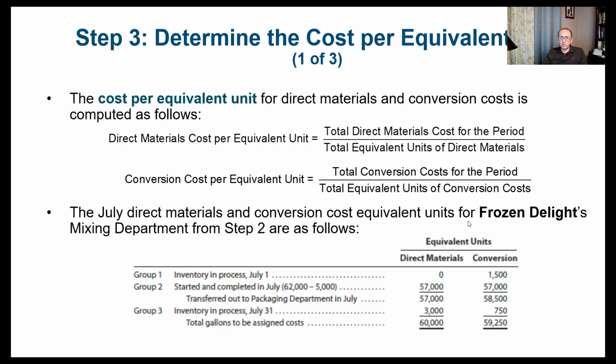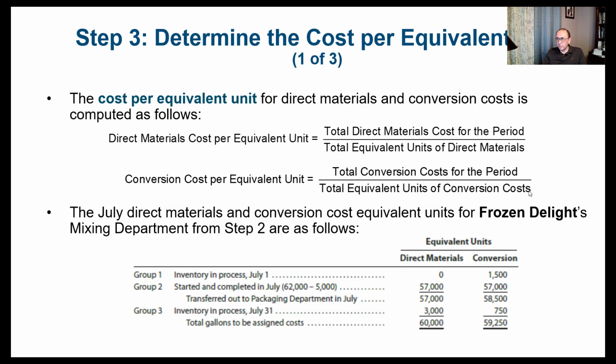Now let's move to step 3, which is to determine the cost per equivalent unit. So the cost per equivalent unit for direct material and conversion costs would be computed as follows. The direct material cost per equivalent unit would be the total direct material cost for the period divided by the total equivalent units of direct material. And the conversion cost per equivalent unit would be the total conversion cost for the period divided by the total equivalent units of conversion cost.